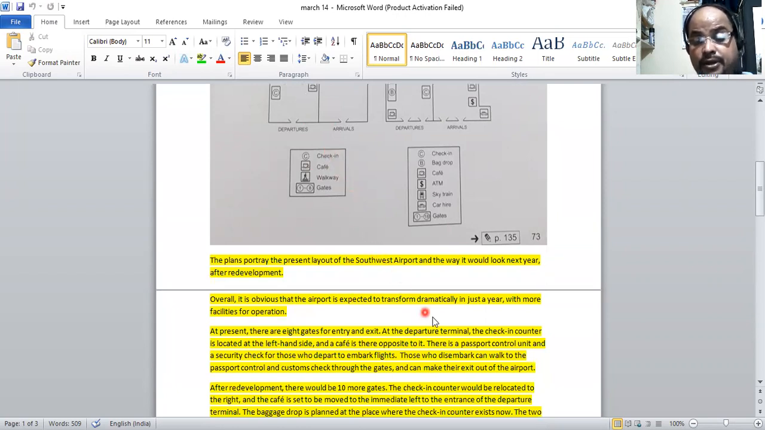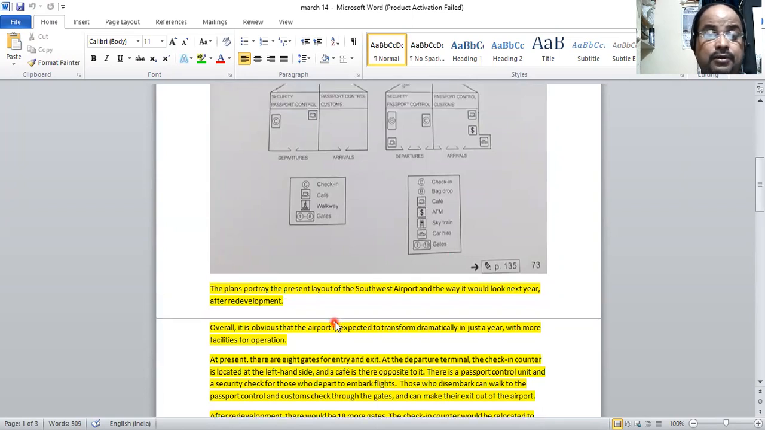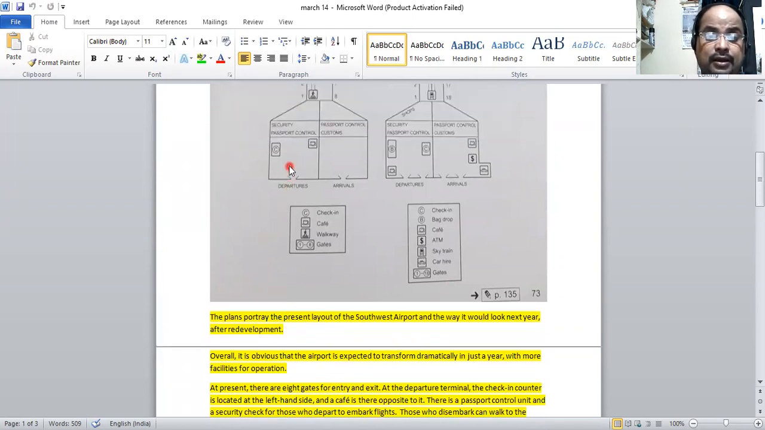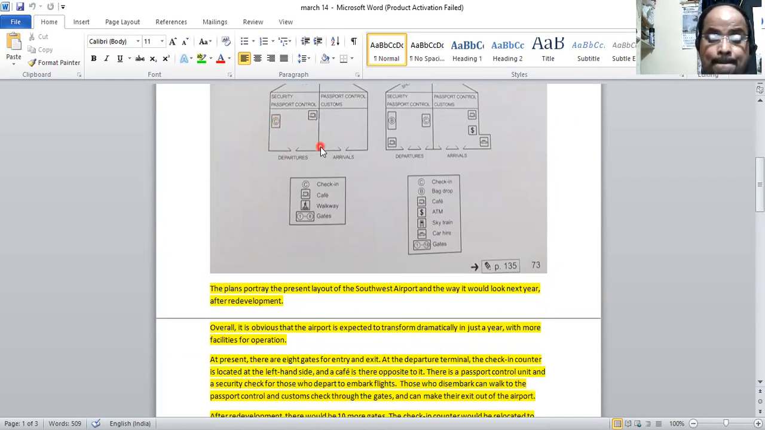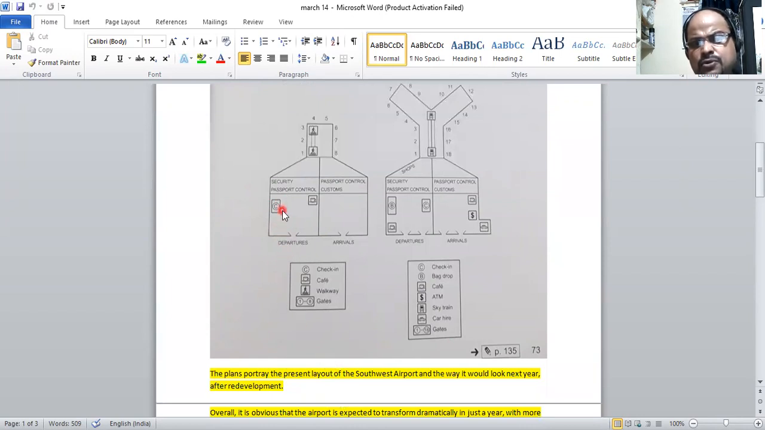At the departure terminal, the check-in counter is located at the left-hand side, and a cafe is there opposite to it. Now, there is a passport control unit and security check for those who depart and embark flights. So those who are going to board the flight have to cross the passport control and security check.